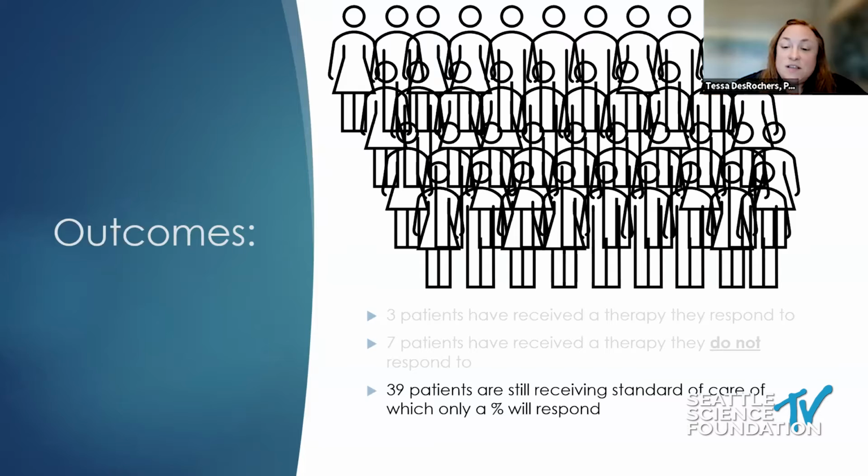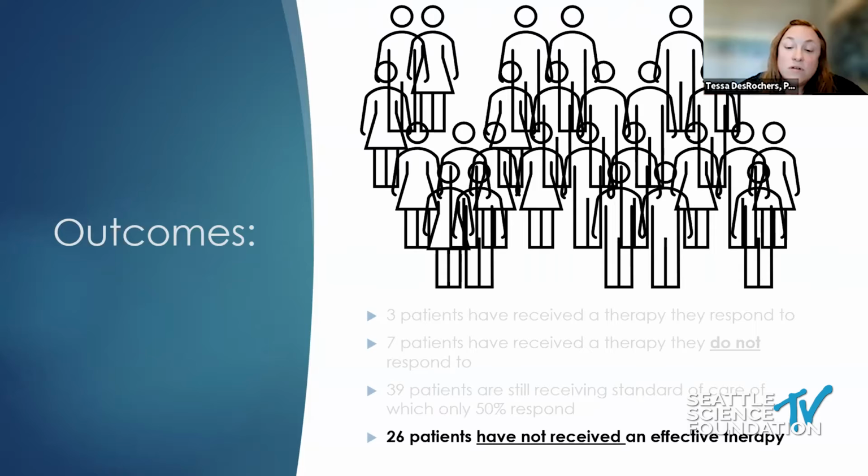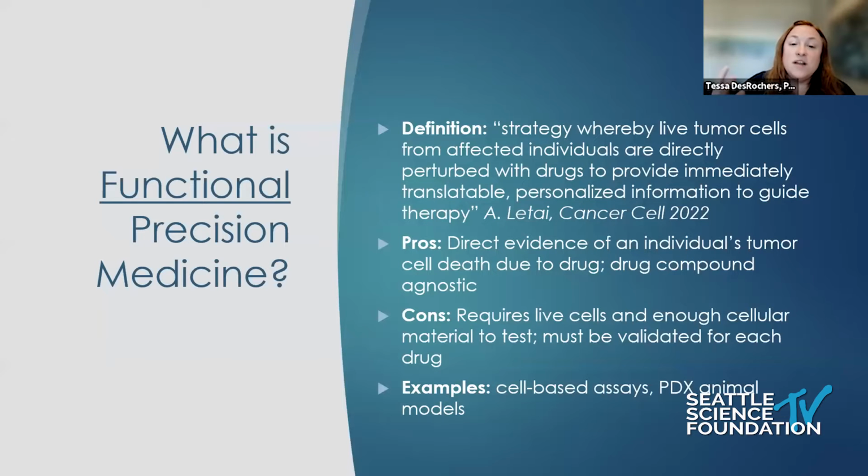39 of the patients are still receiving standard of care. And we all know that standard of care is not 100% either. So there's a percentage of those patients that aren't going to respond to their standard of care therapy. So in this hypothetical pool, 26 patients have not received an effective therapy. And what we want to do with functional precision medicine is really go in and help make that number smaller.